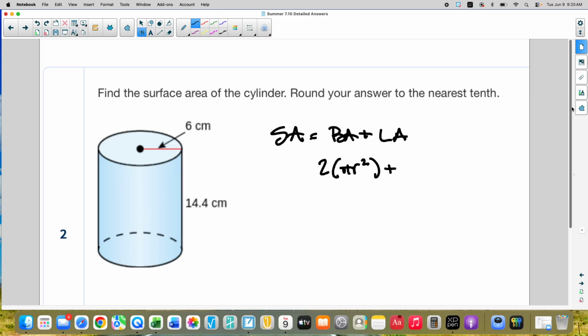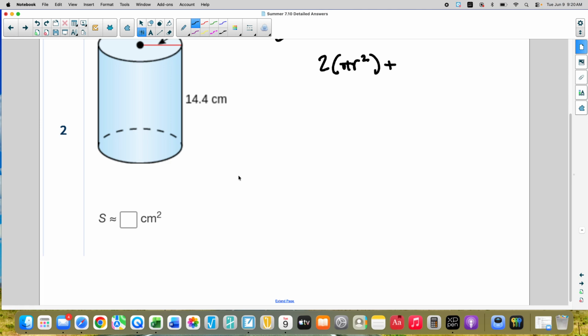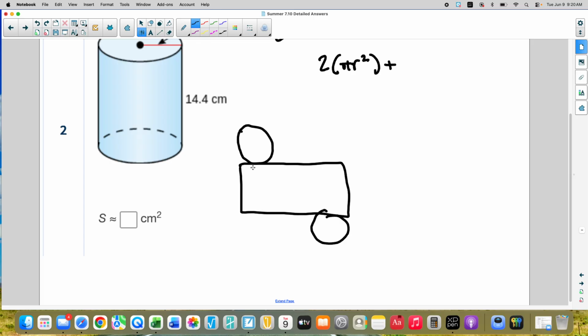When we unzip the lateral area, you actually get a rectangle. And here's the top, here's the bottom. So you get this, which is actually, again, remember it was the perimeter in a polygon. It's actually called the circumference.